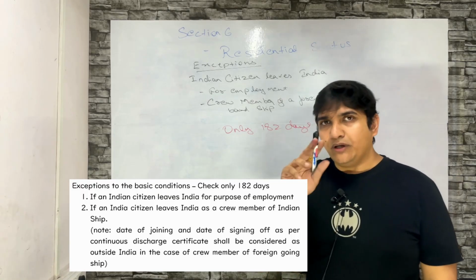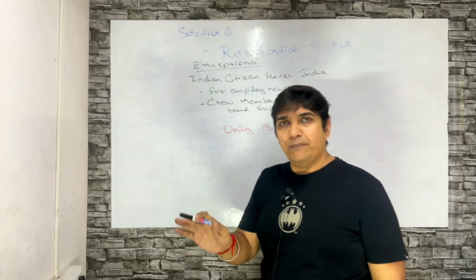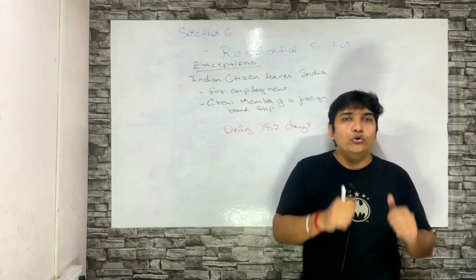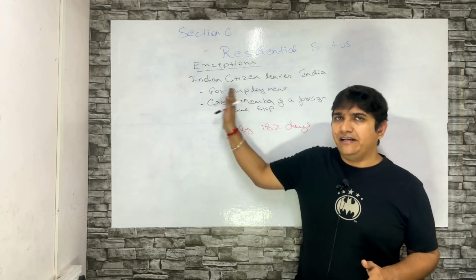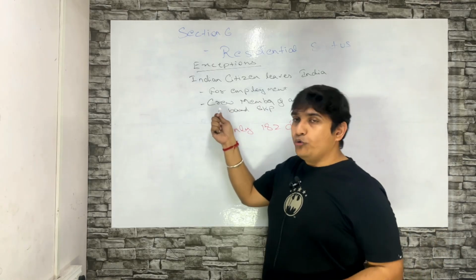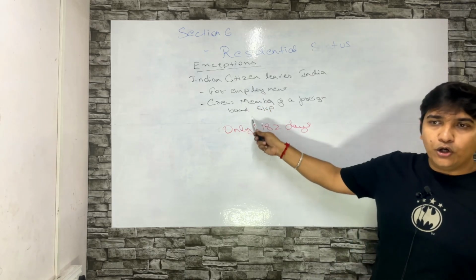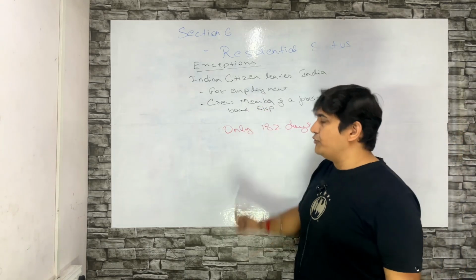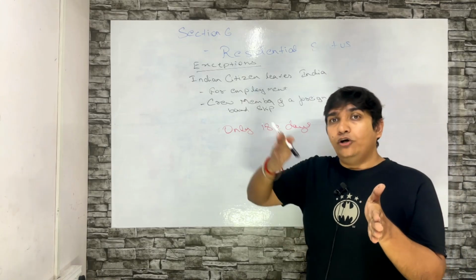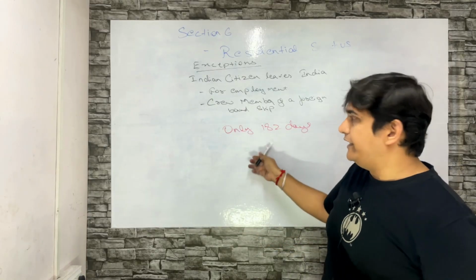When we were looking at the basic conditions, I told you that the date of arrival and the date of departure should also be included for calculating 182 days or 60 days. But when it comes to a crew member, specifically a crew member of a foreign bound ship, not employment, the date of joining and the date of sign off should not be considered for calculating 182 days.